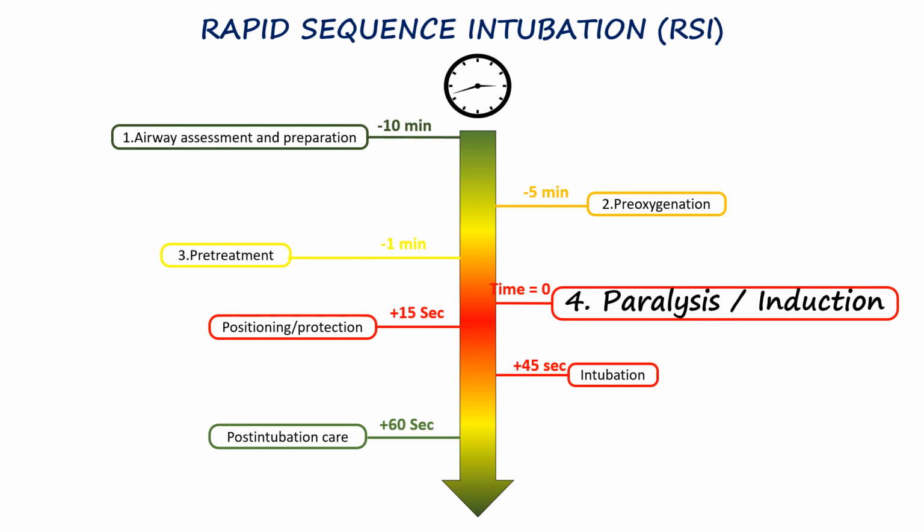The fourth step is paralysis and induction. Induction agents induce unconsciousness, while paralytics or neuromuscular blocking agents relax the muscle, facilitating intubation. This combination minimizes the time the airway is unprotected and allows for quicker, more controlled placement of the endotracheal tube.